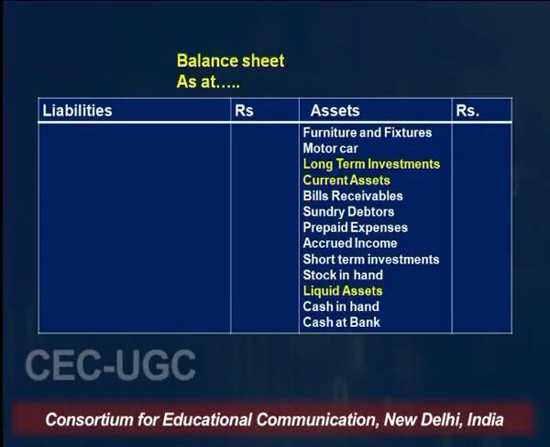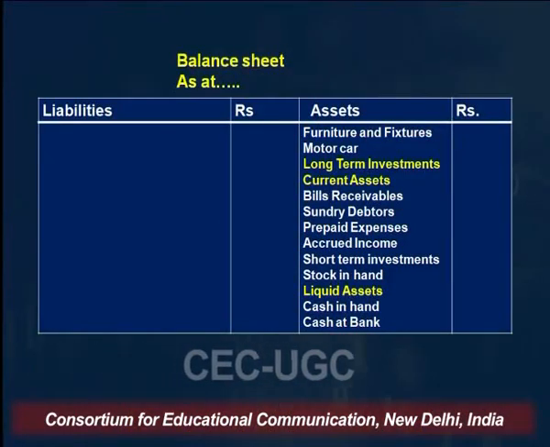On the asset side, all types of assets, whether intangible assets, fictitious assets, fixed assets, long-term investments, current assets and liquid assets will be shown. So this is the format of the balance sheet. Balance sheet is prepared on a given date, and this depicts the financial position of an enterprise.